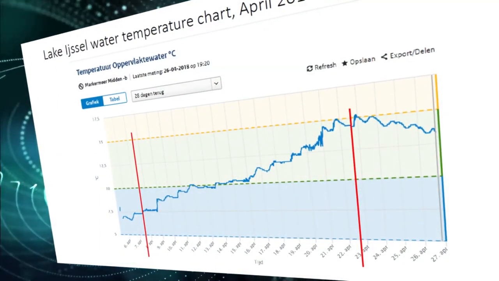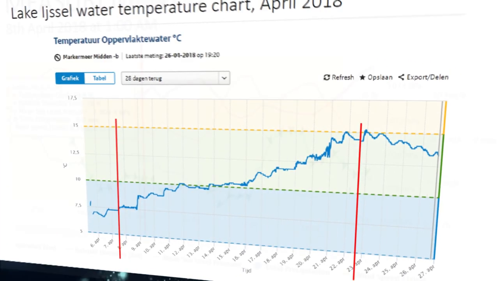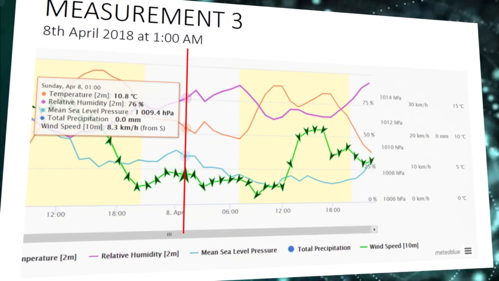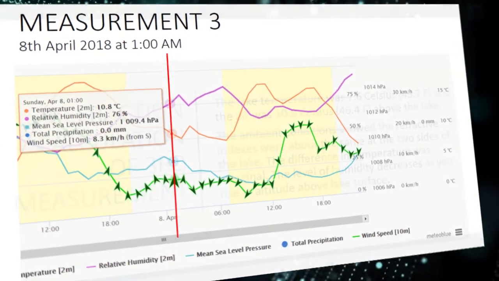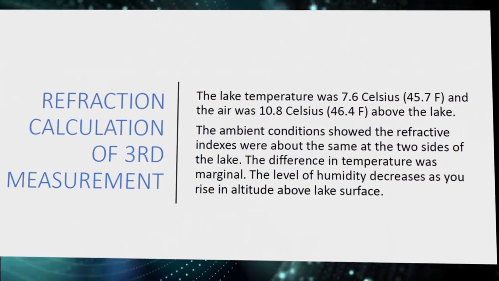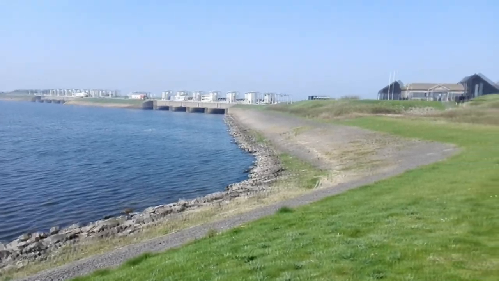The lake temperature was 7.6 degrees Celsius or 45.7 degrees Fahrenheit, and the air temperature was 10.8 degrees Celsius or 46.4 degrees Fahrenheit above the lake. The ambient conditions showed the refractive indexes were about the same on both sides of the lake.